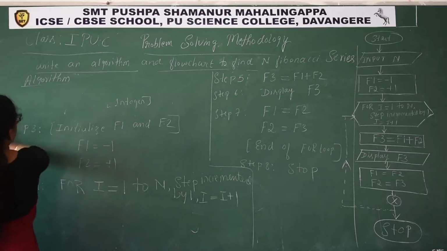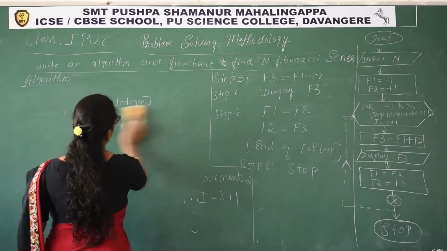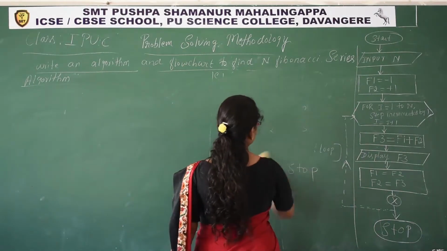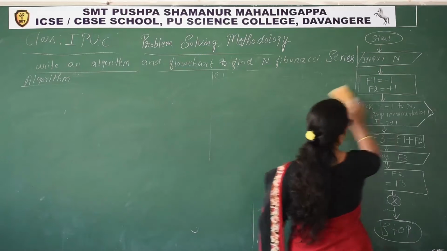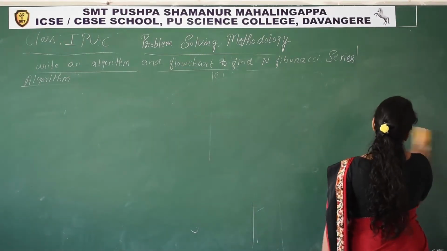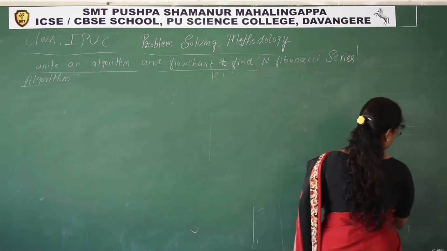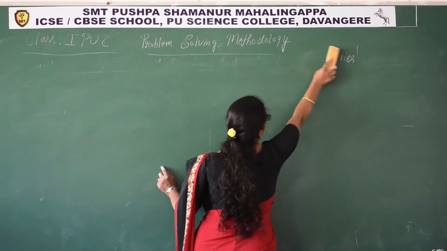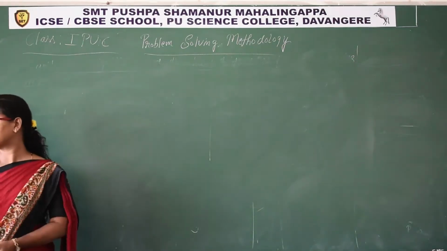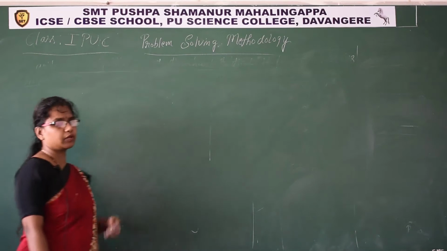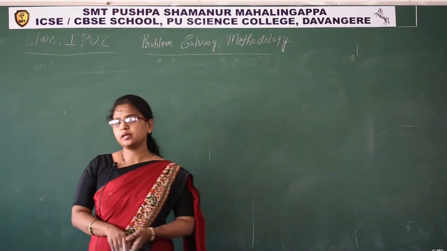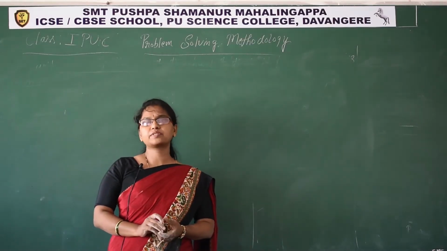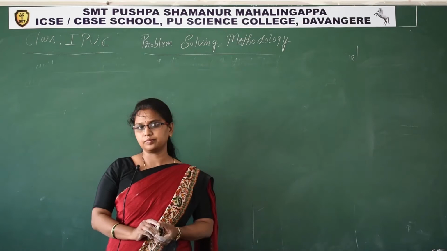Next. I hope you understood these algorithms and flowchart. So I'll give an assignment you have to try. Write an algorithm and flowchart to calculate area of square and area of rectangle.